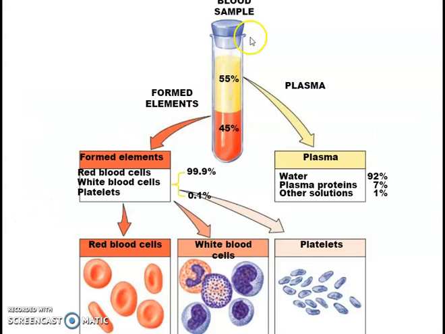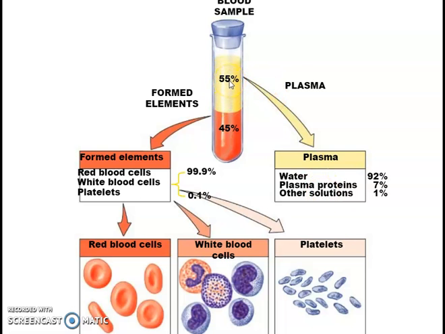All right. So the blood itself is made up of a variety of different things. So if you were to take a blood sample and spin it in a centrifuge, so basically anything that's heavy is going to come to the bottom of this tube, you'll see that it splits into two main components. So the plasma is basically the liquid portion of the blood. So it's mostly water. You can see it's 92%. And then there are various other proteins and things that are dissolved within this plasma.